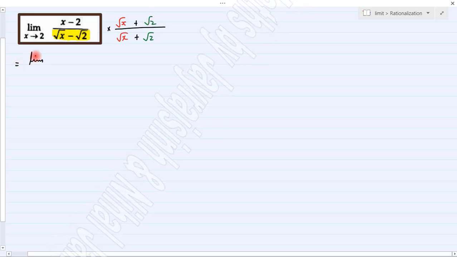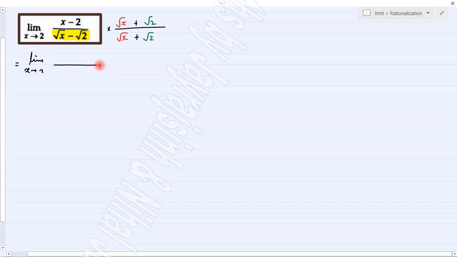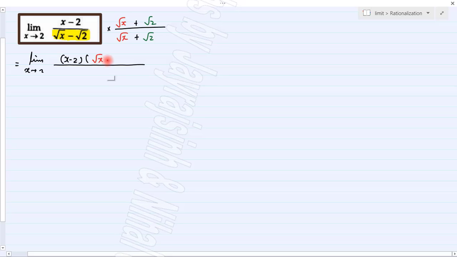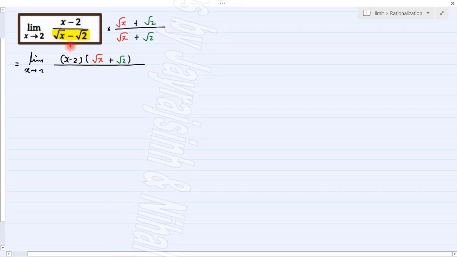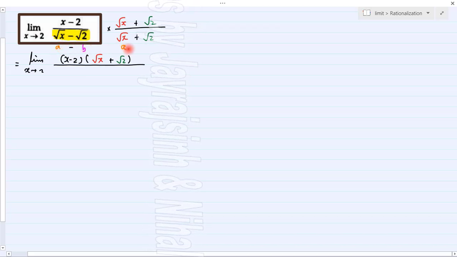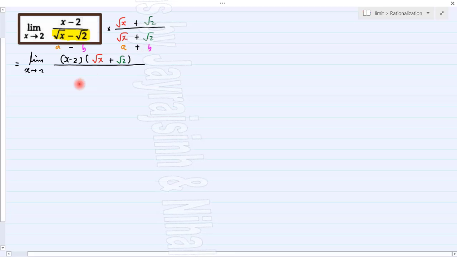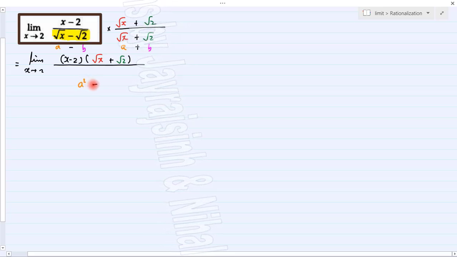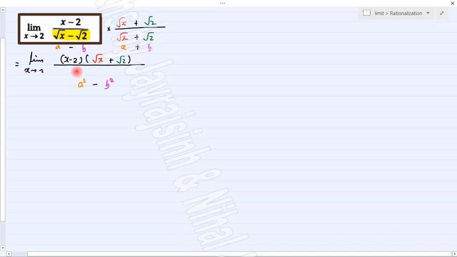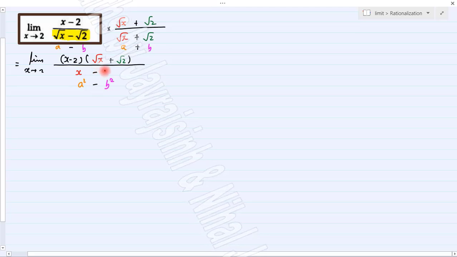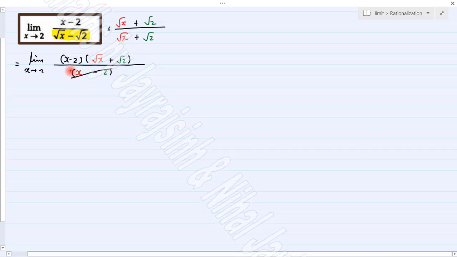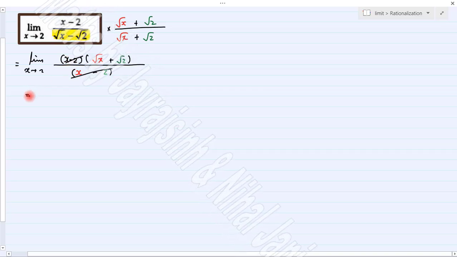Now, your limit x tends to 2, and in numerator you will get (x minus 2) and (root x plus root 2). In denominator we have (a minus b) into (a plus b), which will be converted into a square minus b square. So we will get the square of root x, which is x, minus the square of root 2, which is 2. So here we get x minus 2 as a common factor that can be cancelled out.